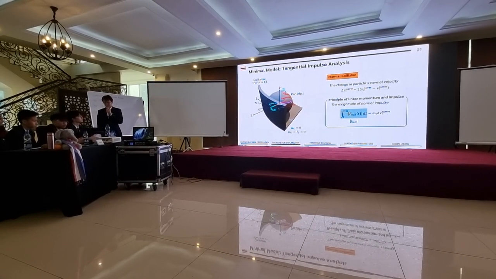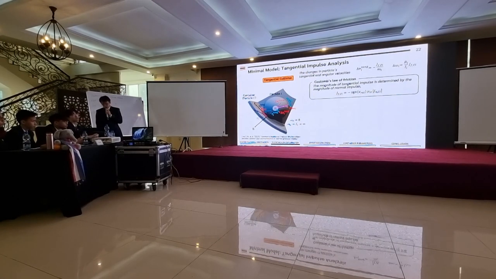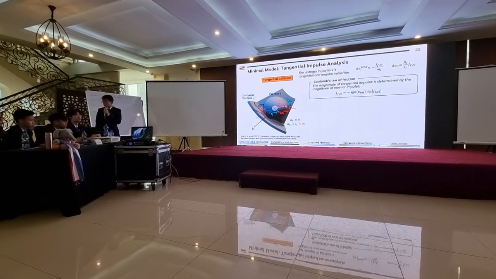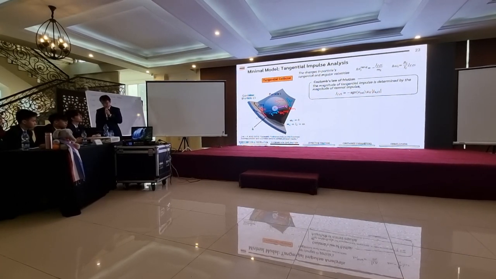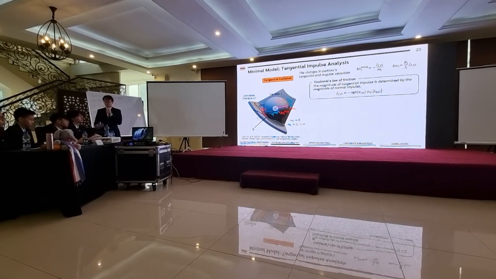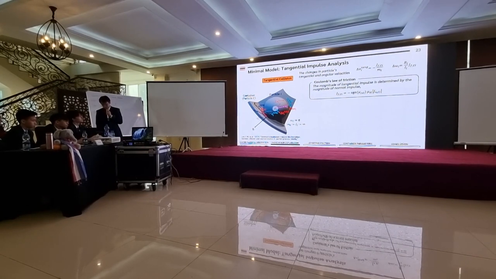Using the principle of linear momentum and impulse, we can quantify the magnitude of the normal impulse. The magnitude of the tangential impulse is determined by the magnitude of the normal impulse according to the integrated protocol of friction. To determine the actual tangential impulse experienced by the particle, we must consider the fact that the tangential friction will disappear if no slipping is realized during the course of the collision. Therefore, we must compare the magnitude of the maximum tangential impulse between the collisions.